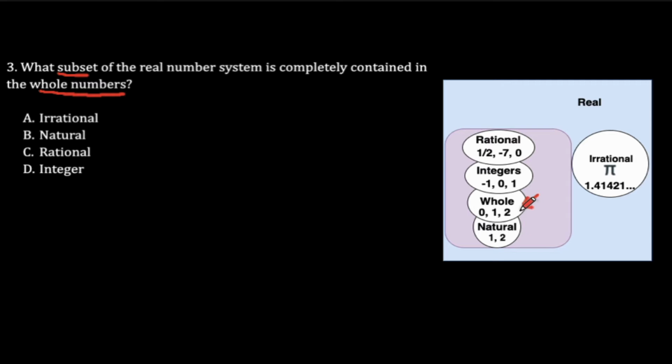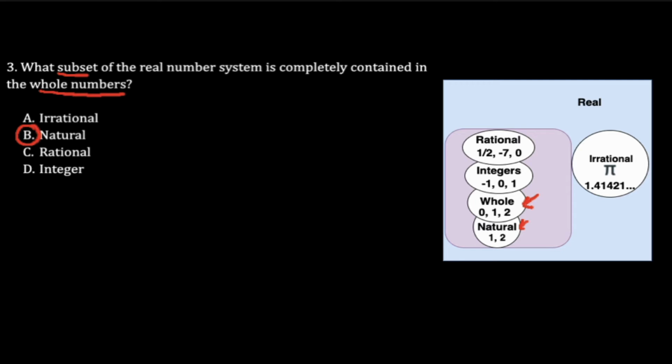The subset, and like I said, the key word or prefix is sub, which means below, right? So which subset is below whole numbers? And that is natural numbers. That means that the natural numbers are the subset of the real number system which is contained in the whole numbers. So that is answer choice B.